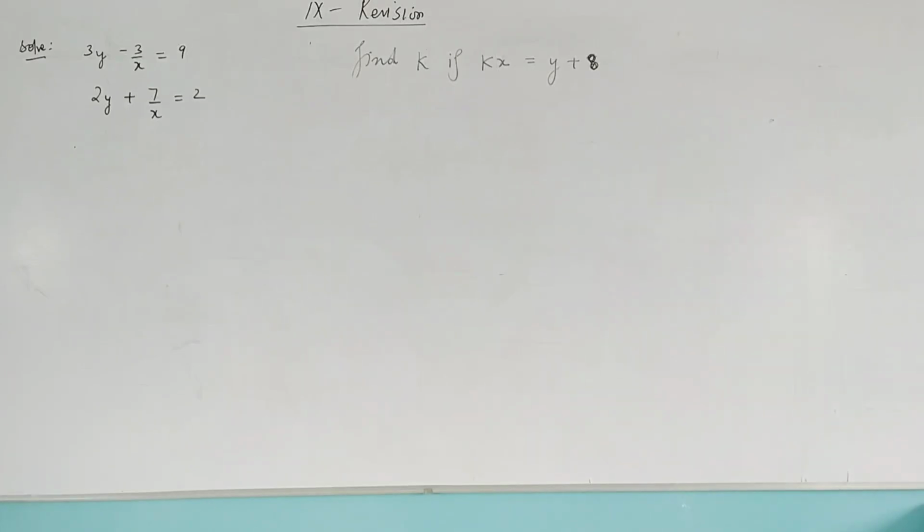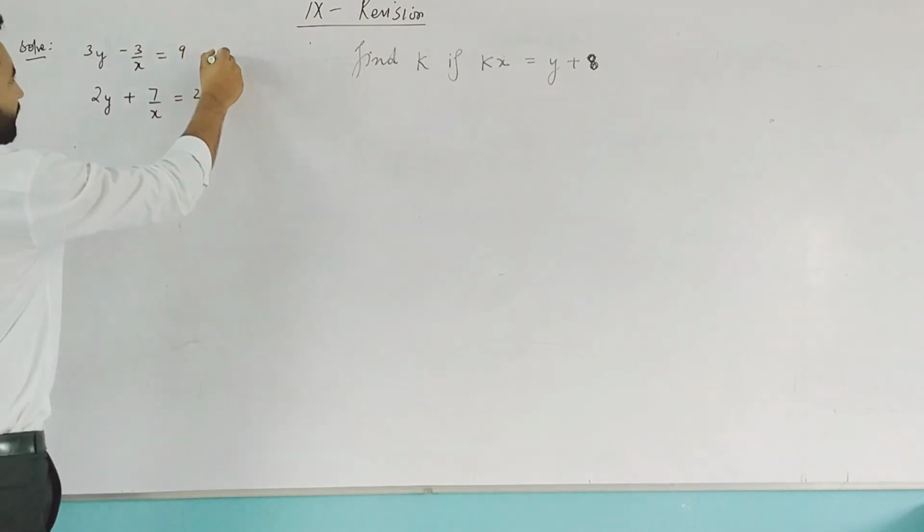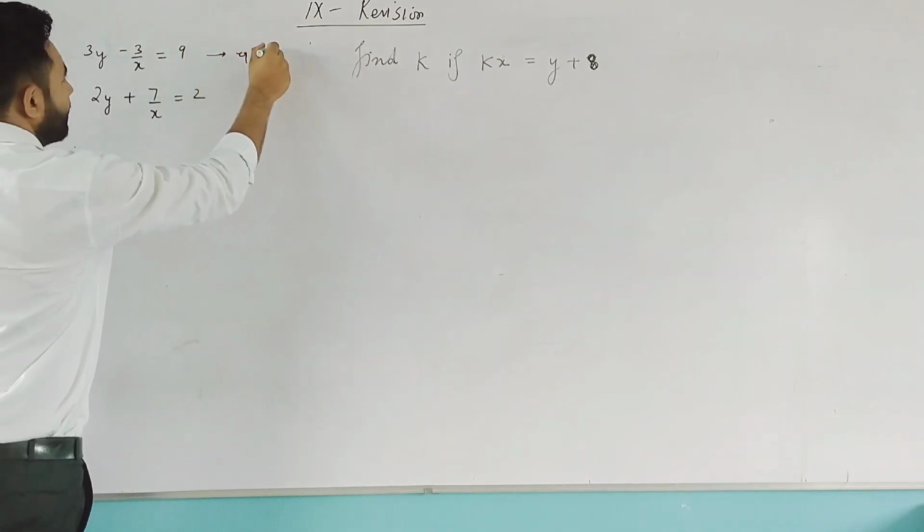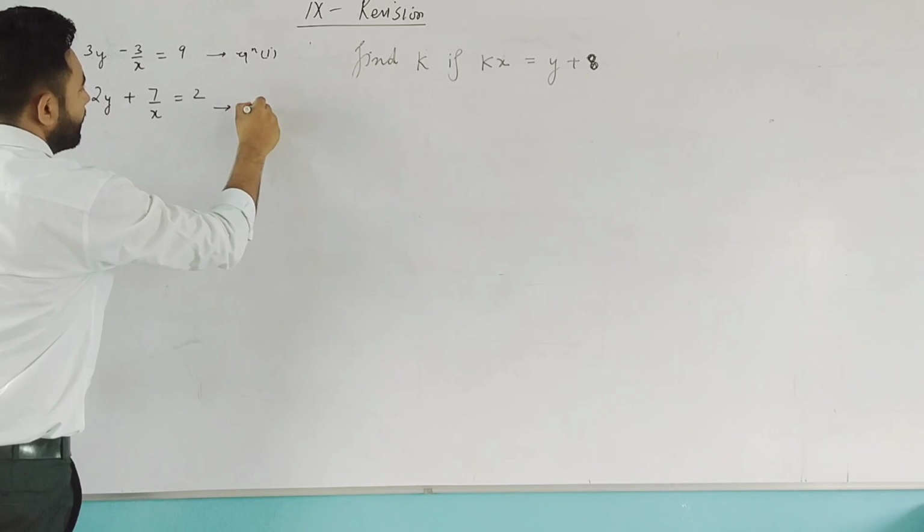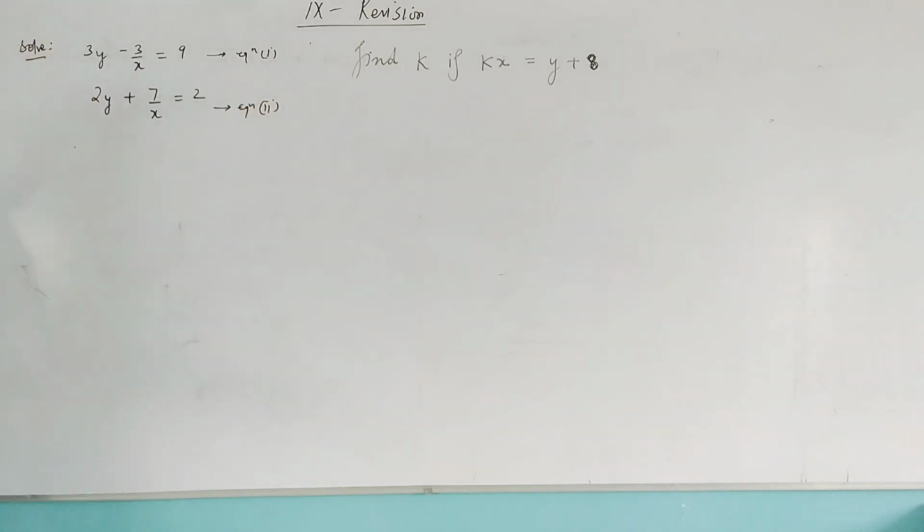Find k if kx is equal to y plus 8. This is the question. We have two equations: 3y minus 3 by x equals 9, and 2y plus 7 by x equals 2. So we need to equate the value of y.